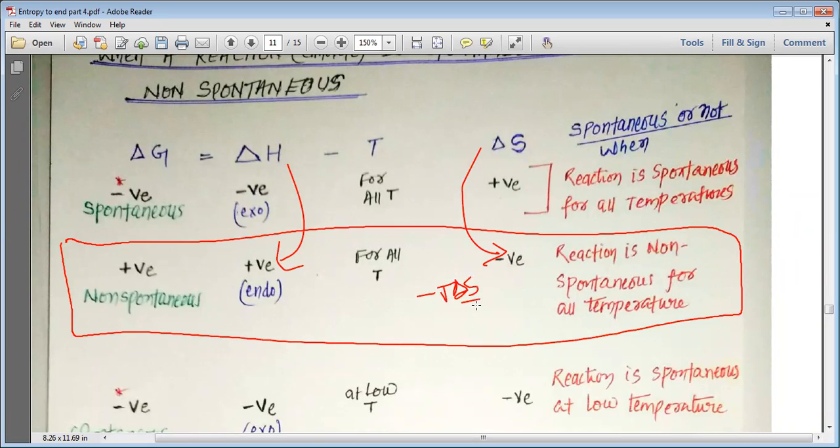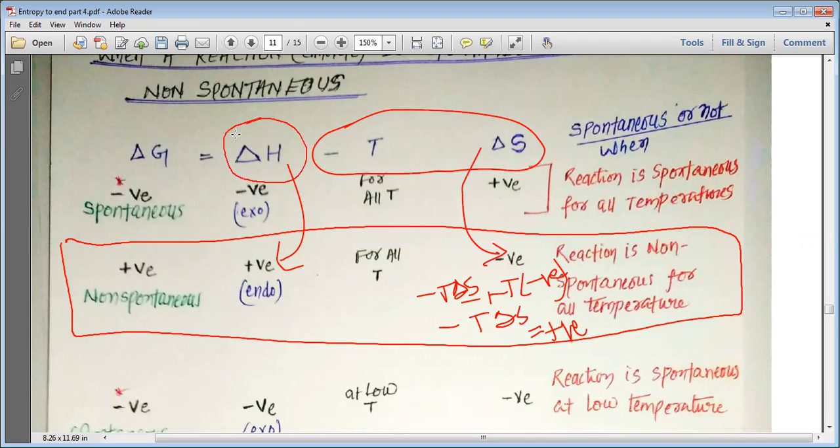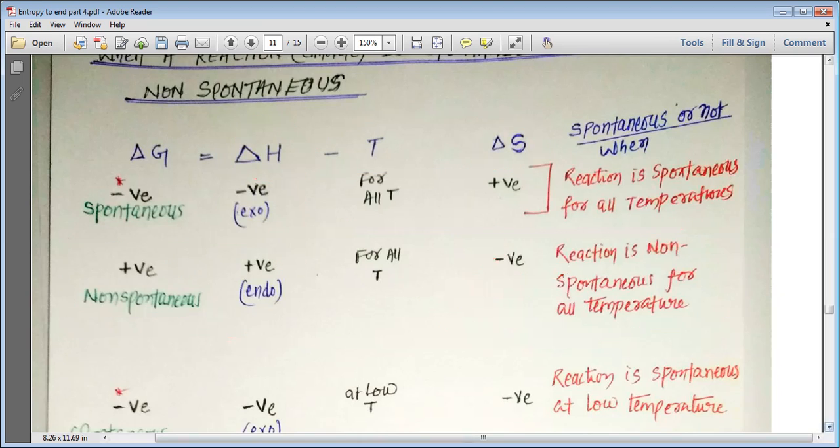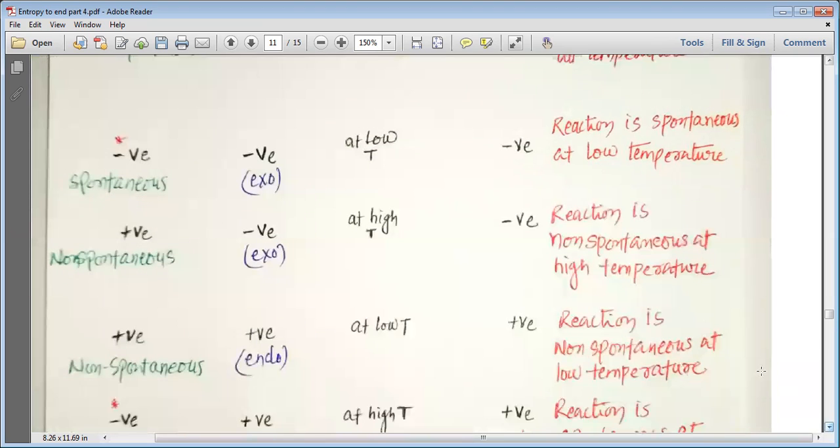So this delta S, if it is negative, so it is minus T into negative. So overall, minus T delta S is positive. So this total term is positive. This term is also positive. So overall delta G is also going to be positive, and that is why the reaction turns out to be non-spontaneous. So this is how, my dear students, we understand the non-spontaneity. Let's move to the next case.